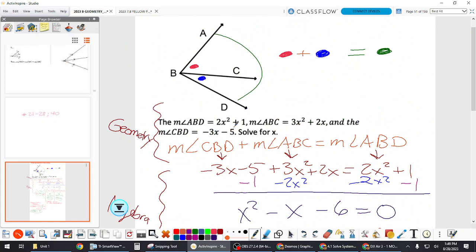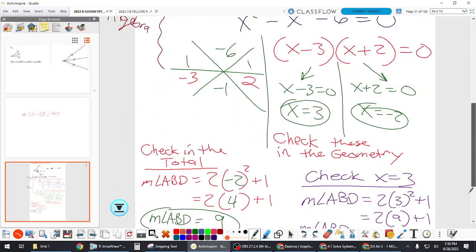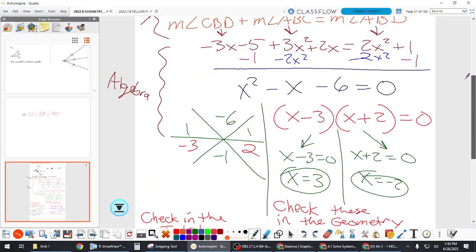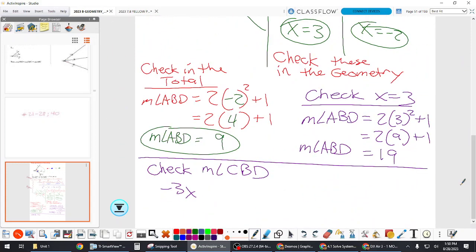How about this piece? Okay, so check angle CBD. Negative 3x minus 5. Check measure of angle, that was CBD. Come on, board. Negative 3x, what was it? Scroll, at least you guys don't have to scroll. Super annoying. Okay, negative 3x minus 5. This one's easier to check because there's no squared.